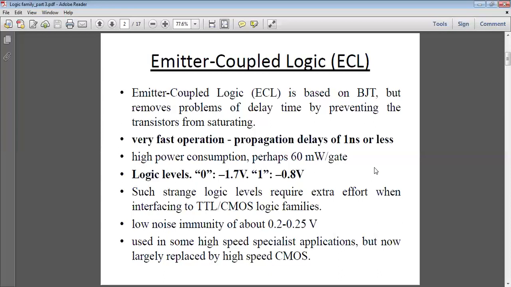ECL has a noise immunity of only about 0.2 to 0.25 volt and is used in some high-speed specialist applications, but presently all these ECL gates are being replaced by high-speed CMOS.